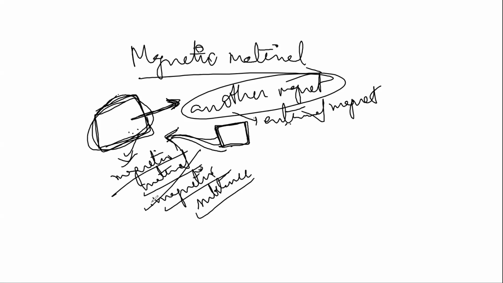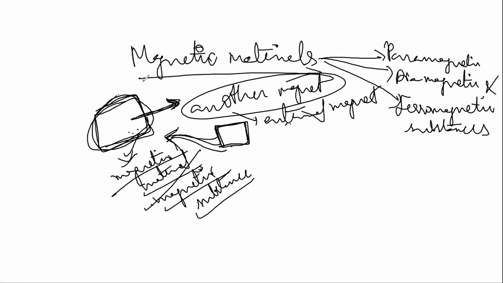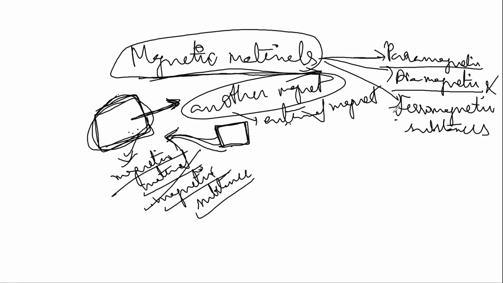These magnetic materials or substances are classified into 3 types. So what are those types? Paramagnetic, diamagnetic, and ferromagnetic substances. So magnetic materials are in general classified into 3 types: paramagnetic materials, diamagnetic materials, and ferromagnetic materials.